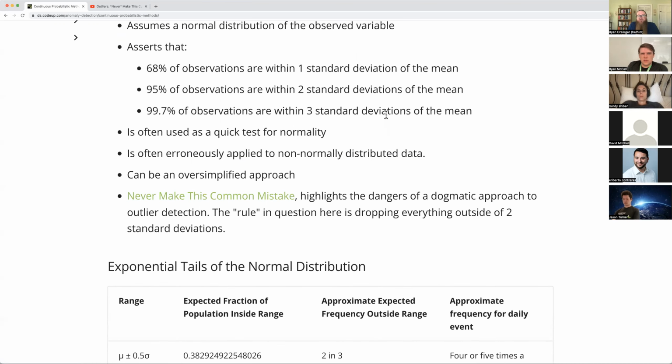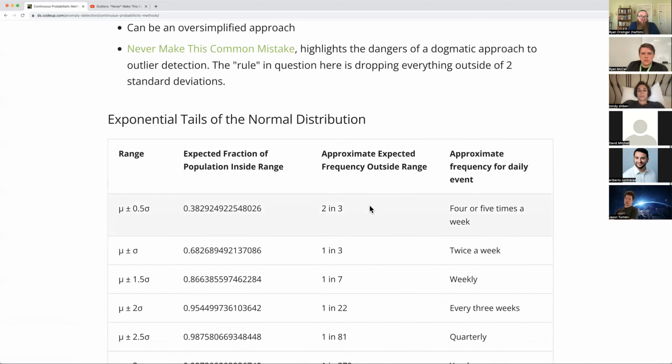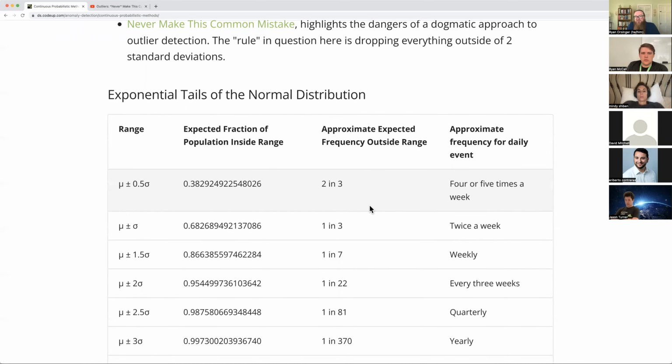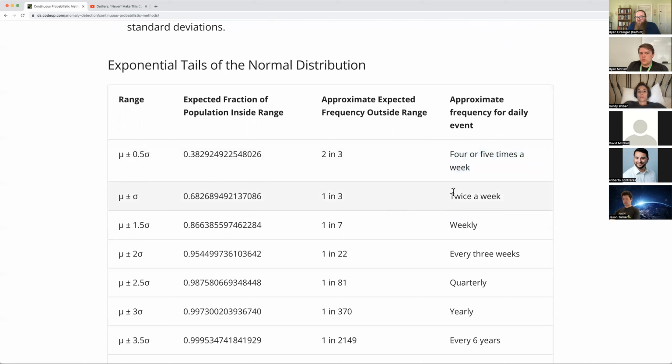But some really weird stuff happens when we get multiple standard deviations away from the mean, right? So let's say we have an event that happens daily. If the normal behavior is for something to happen daily, then a value within plus or minus half a standard deviation would happen 5 times a week. If we move to 1 standard deviation, that outlier would happen twice a week.